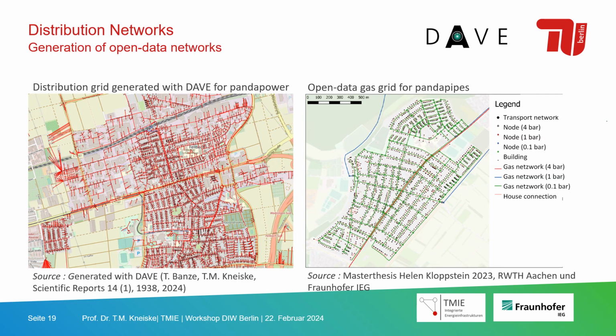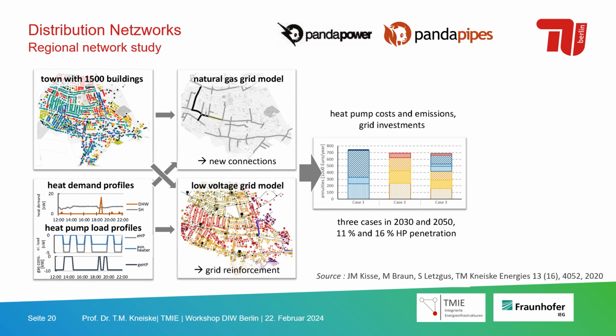For such studies, we need, again, a lot of data. But real data are not always available. So DAVE can create synthetic, artificial, non-real grid infrastructures by using OSM data and a lot of expert guessing, in particular when it comes to detailed network assets. Nevertheless, we can get power grids and gas grids out of this tool. Using these data, regional studies can be performed.